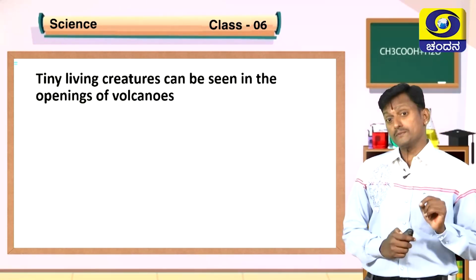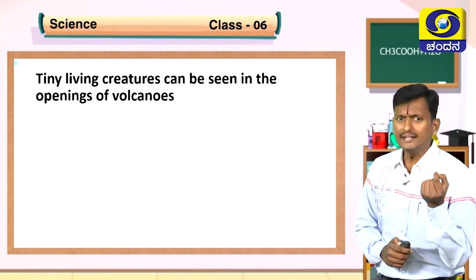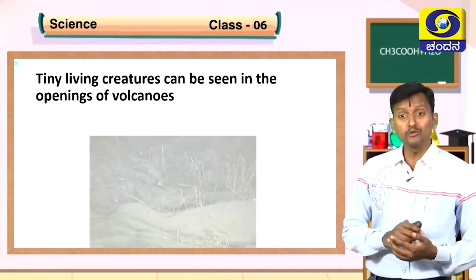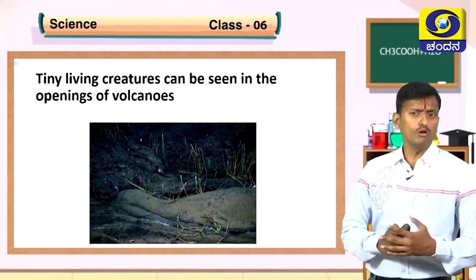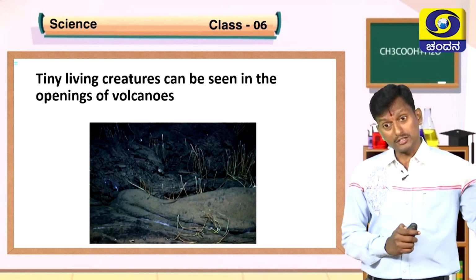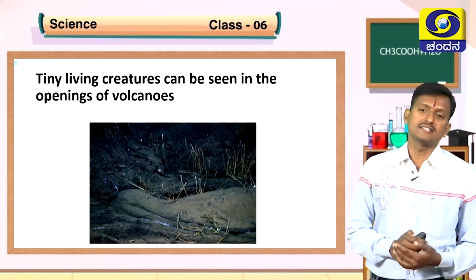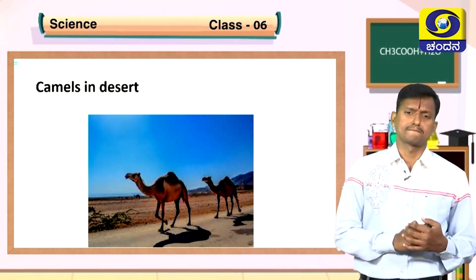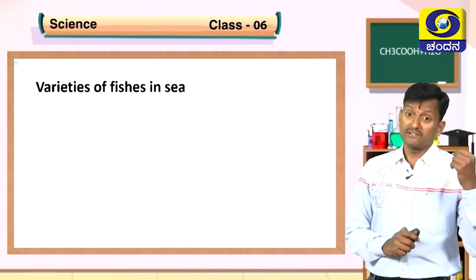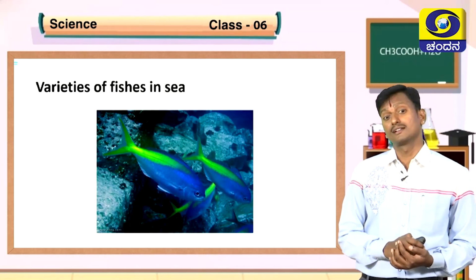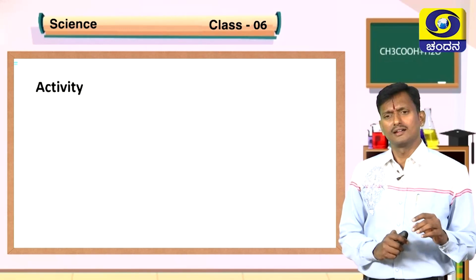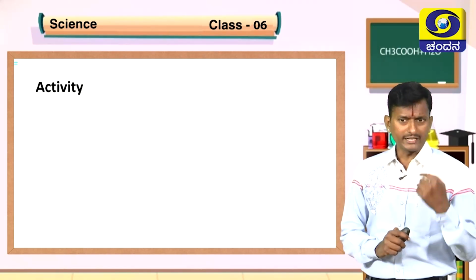And also, we can see tiny living creatures near the opening of volcanoes, where we find lava with hot temperatures. In that place also, we find some living creatures. See, look at the picture. Camel in a desert, crabs on a beach, varieties of fishes in a sea. So, by observing these pictures, now I will give you an activity.